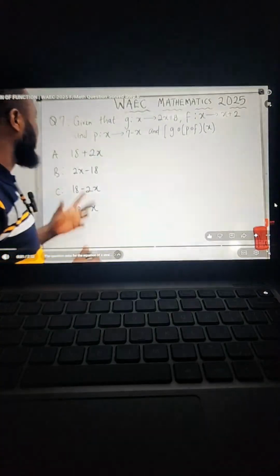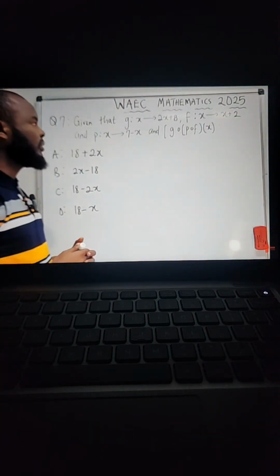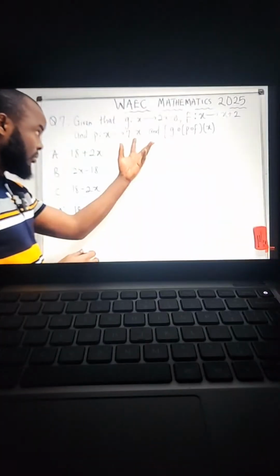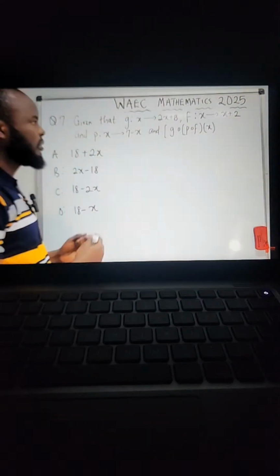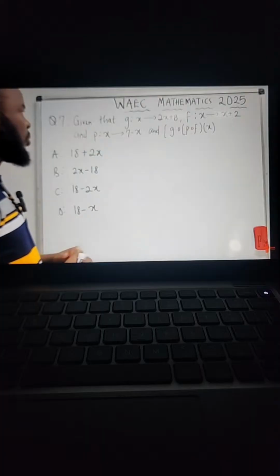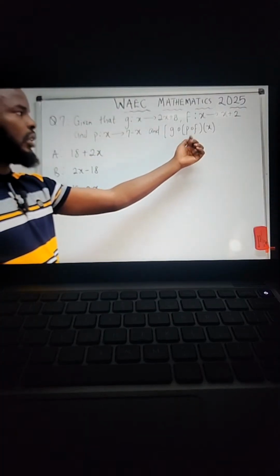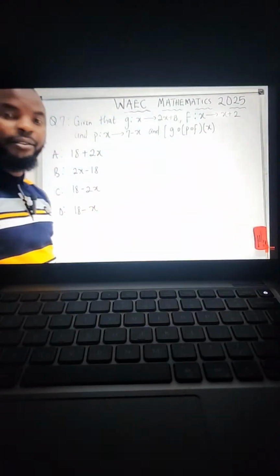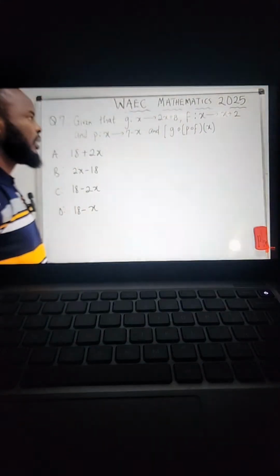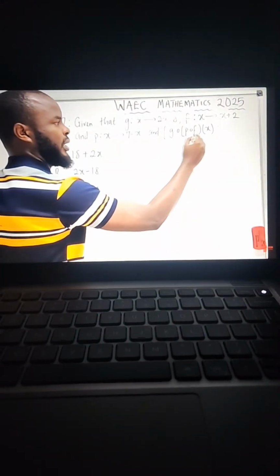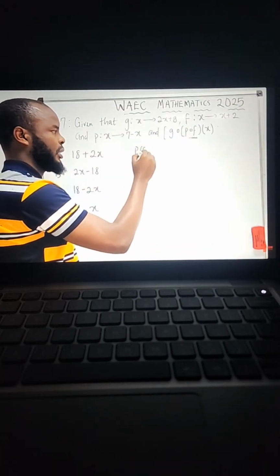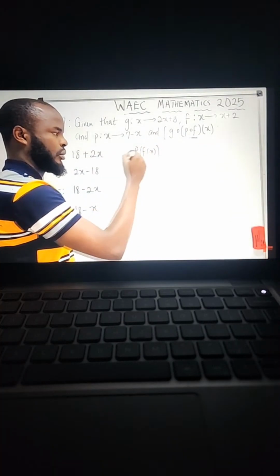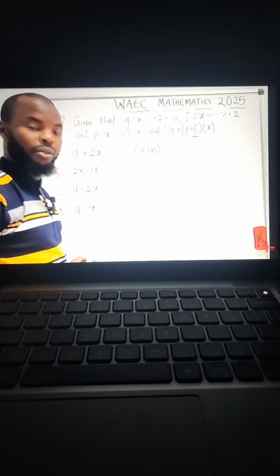Welcome back. This is question number 7. Given this information, we want to find g of p of f of x. Now, to do this, the first thing you have to do is to start from here. So here we have p. We can just put it as p of f of x. It should be more interesting to do it this way.